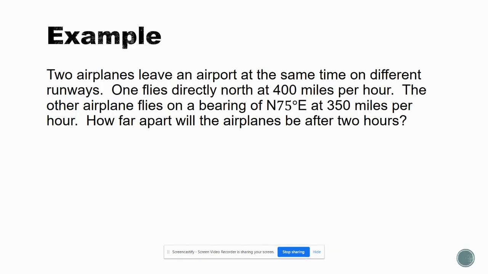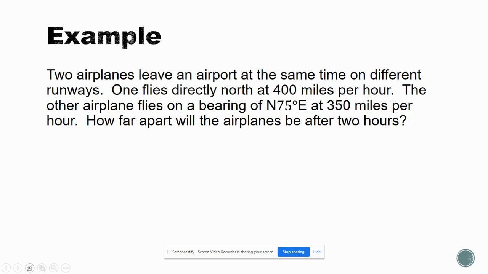Let's take a look at a couple of application problems using the law of cosines. So here we have an example that says two airplanes leave an airport at the same time on different runways. One flies directly north at 400 miles per hour. The other airplane flies at a bearing of north 75 degrees east at 350 miles per hour. How far apart will the planes be after 2 hours?